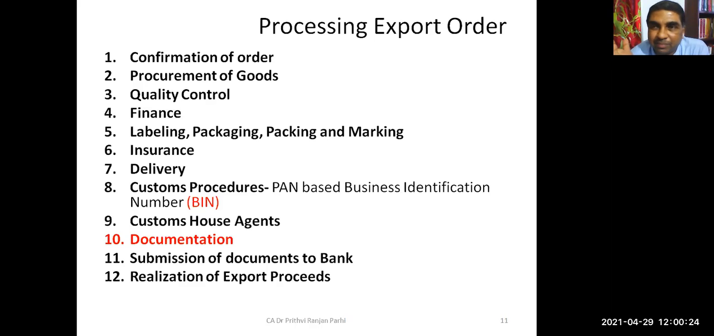Any queries here? These three things: documentation, submission of documents to bank, and realization of export proceeds, I'll be explaining in detail. But up to this, is it clear to you?